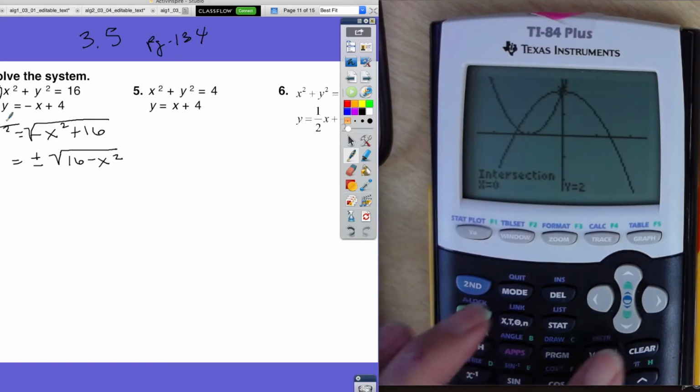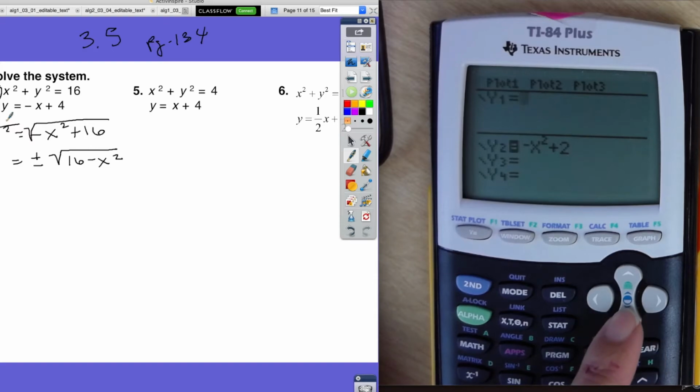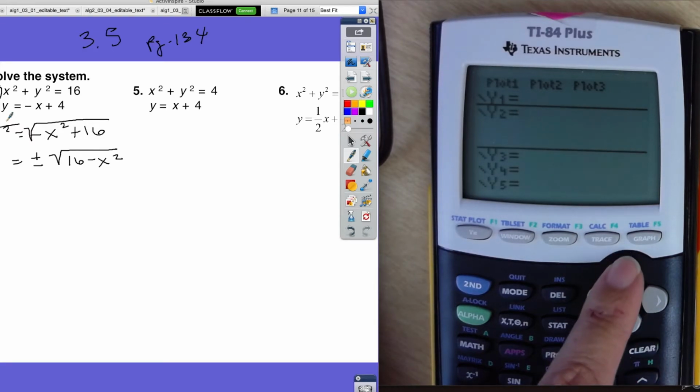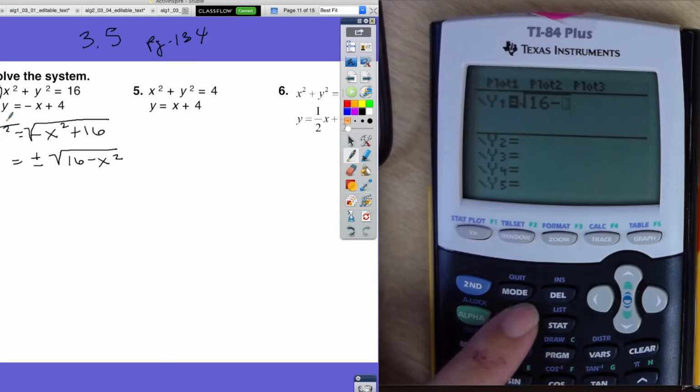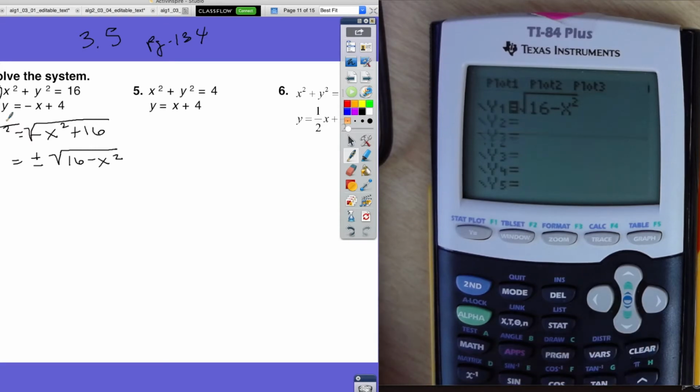Turn your calculator on, and we're going to go to y equals. We're going to clear anything that we've already had in there. And I'm going to put in the square root, so second square root sign, 16 minus x squared. But because it's plus and minus, you have to put in a second equation, negative square root 16 minus x squared. Okay, so now you're going to put in this equation here, the linear equation, negative x plus 4.